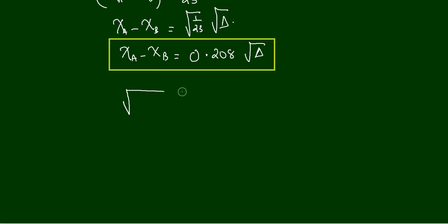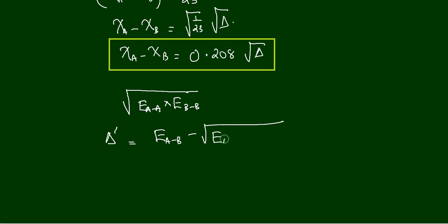Geometrical mean of the bond dissociation energy is the root of EAA into EBB. That is the geometrical mean of the bond dissociation energies. So this geometrical mean was involved in the relation. Our new delta, let me call this delta dash, because we are not going to use the arithmetic mean but the geometrical mean. So delta dash is equal to EAB minus root of EAA into EBB. That is delta dash.